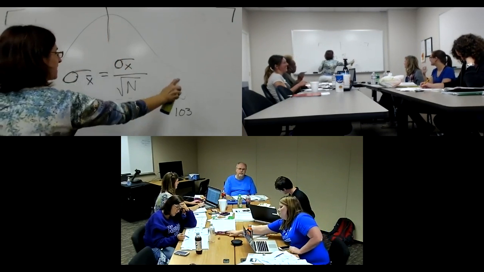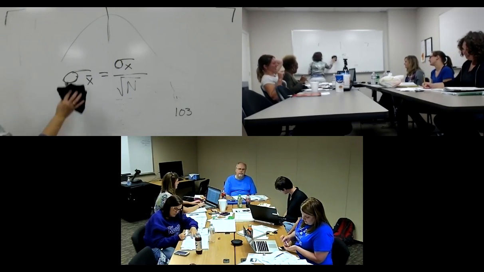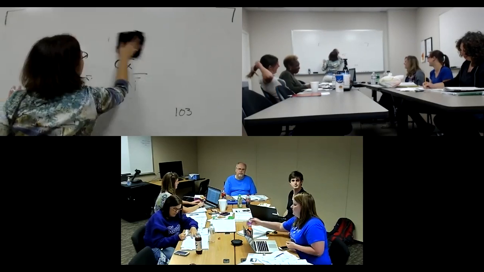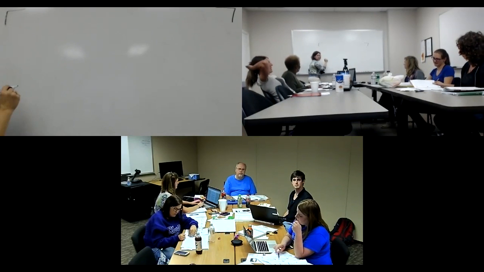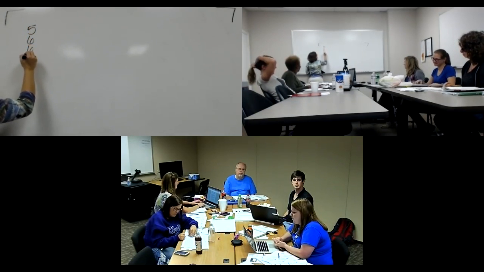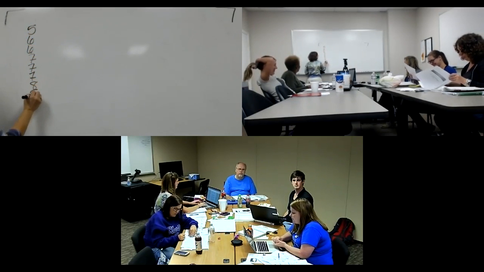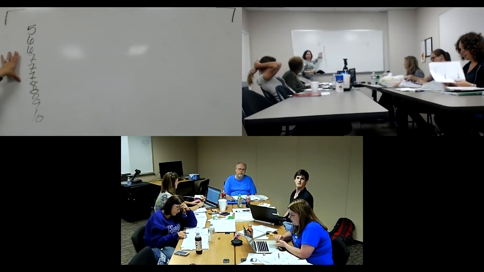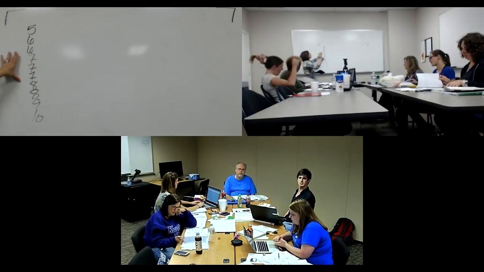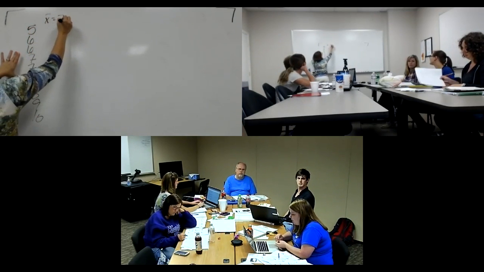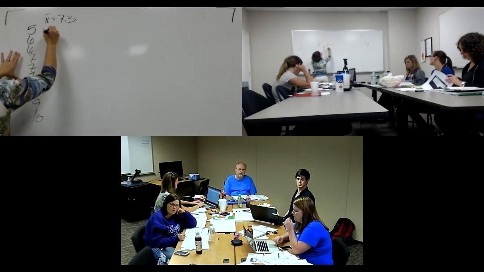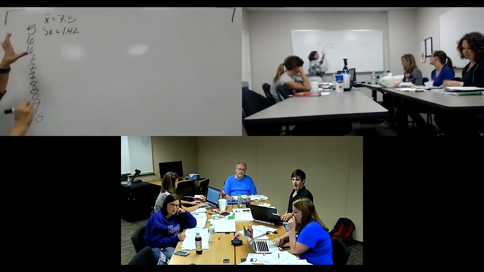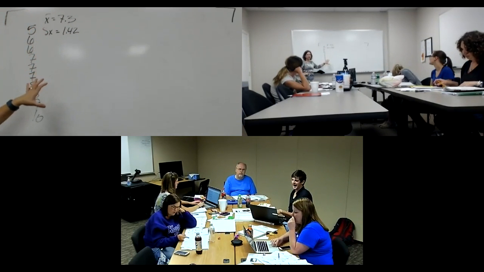Right, before we were doing math, now we're doing behavioral science. So before, we had our sample, and I don't even remember now what it was, but we had 5, 6, 6, 7, 7, 7, 8, 8, 9, 10 maybe, something like that. So that was our sample. And we figured out our mean, which was 7.3. We figured out our standard deviation, which was 1.42.